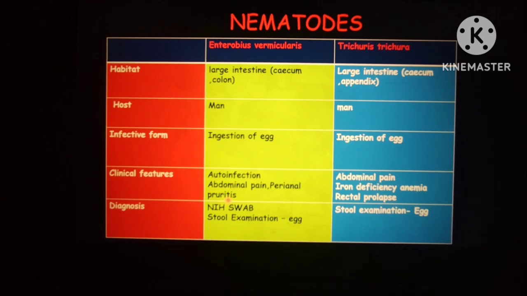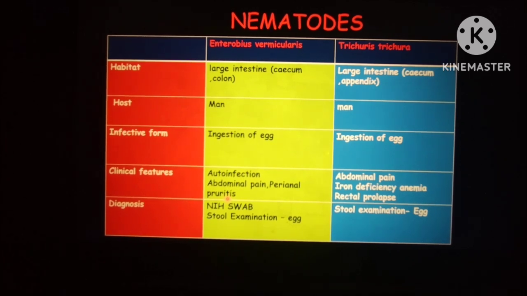There is a famous history: a mother came with the complaint that her child has nocturnal itching, usually in the anal region, which is more aggravated at night time, because at that time the Enterobius usually lays the eggs in the perianal region. Okay. So next, you want to remember abdominal pain, iron deficiency anemia, and rectal prolapse. So for Trichuris, the important term here is rectal prolapse, and there is another term called coconut cake rectum.